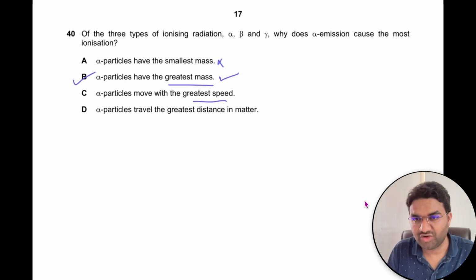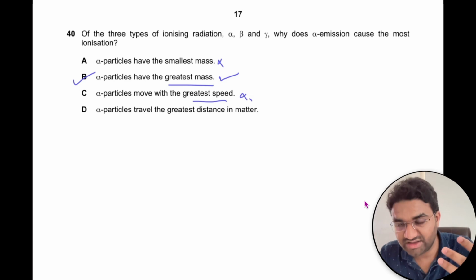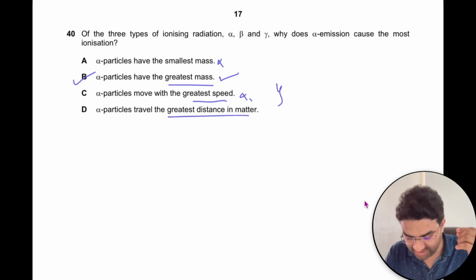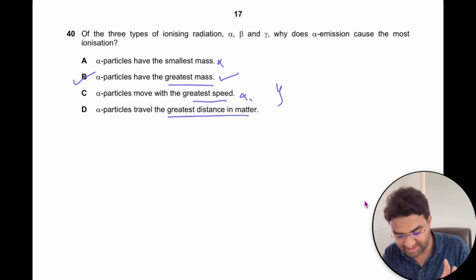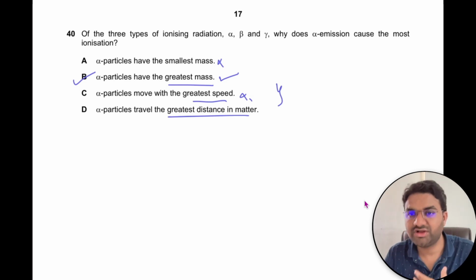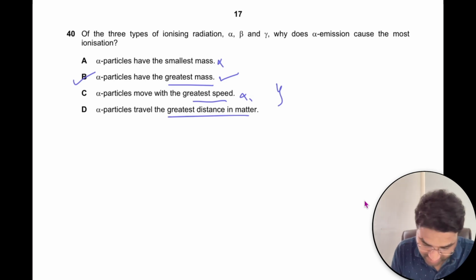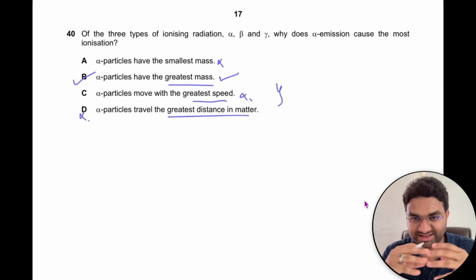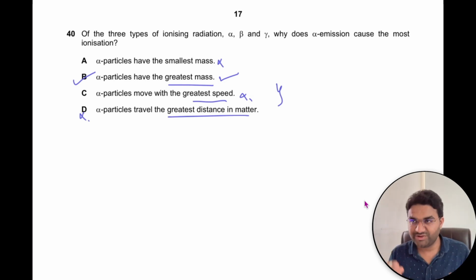Then greatest speed, no. Gamma rays travel at the greatest speed, fine. Then the greatest distance: does the alpha particle travel the greatest distance in matter? No, the alpha particle travels the shortest distance due to higher mass and charge. So this is also not correct. So the correct option here is B. So this is how we have to come to the conclusion.